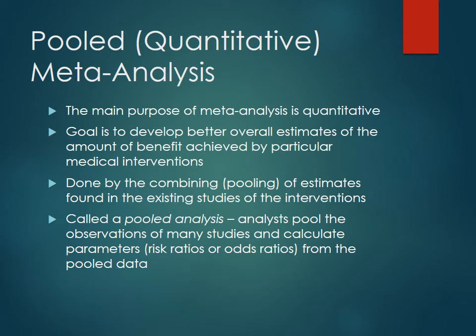The main purpose of meta-analysis is typically quantitative with these pooled meta-analyses, and the goal is to try to get a better overall estimate of the amount of benefit achieved by a particular intervention. This would be good if you had a lot of studies with small patient populations, and you had to pool that data in order to get a better idea of what it would be like for a larger sample. This is done by combining or pooling estimations found for existing studies. Very frequently, different studies will have different weights applied to them based on their sample size, so that you can compare apples to apples when you pool all that data together. Analysts pool the observations of many studies and calculate parameters, things like risk ratios and odds ratios, from the pooled data to come up with a new value that will hopefully be more representative of all those studies together.